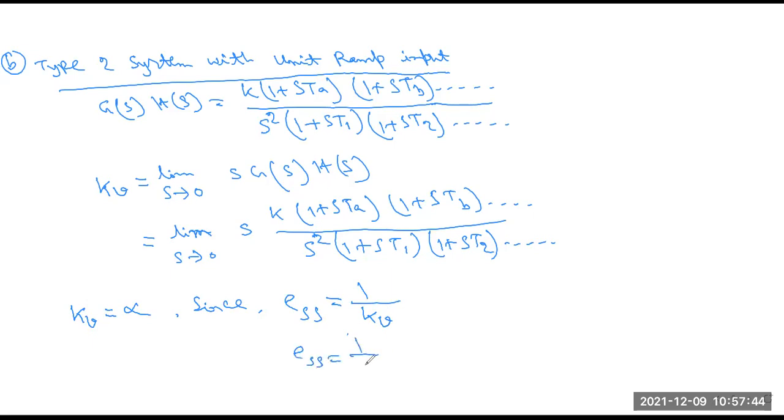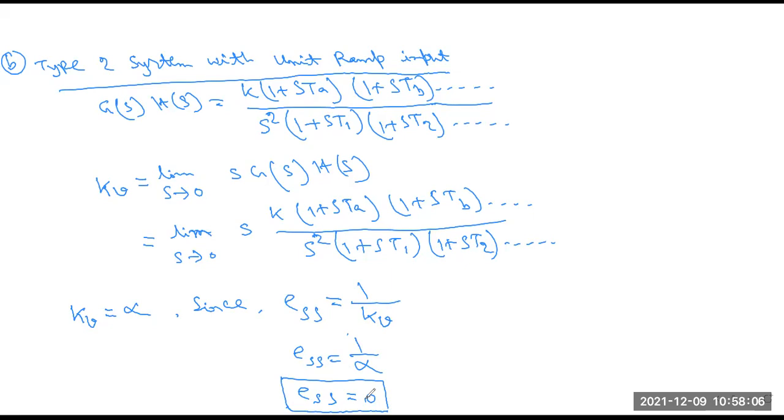1 by Kv value is infinite, so when it is infinite, ESS equals 0. This is the value for the type 2 system with unit ramp input function: ESS equals 0. Is it clear, all of you?